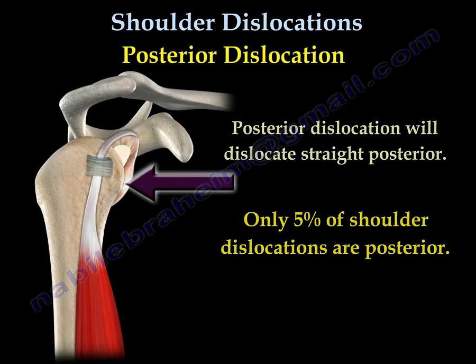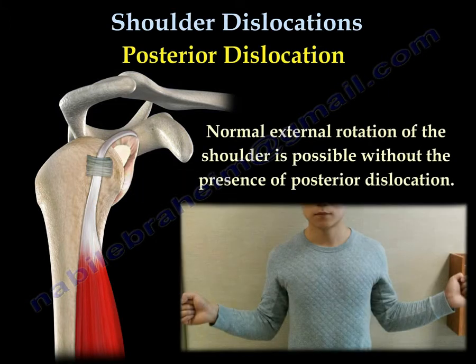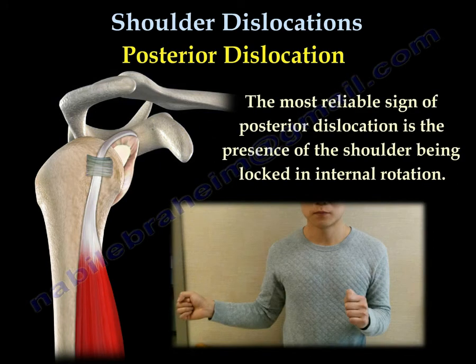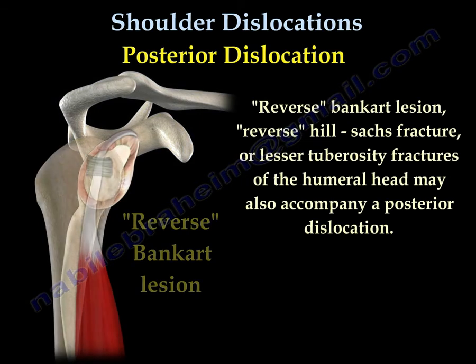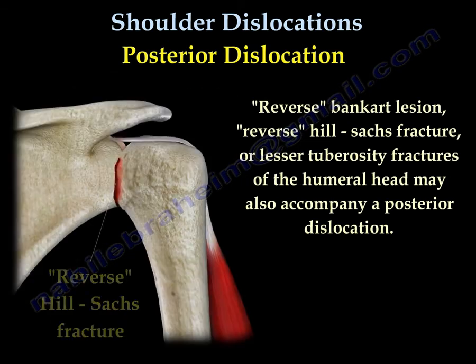dislocations are posterior. This is the normal external rotation of the shoulder without the presence of posterior dislocation. The most reliable sign of posterior dislocation of the shoulder is the presence of shoulder being locked in internal rotation. You can also see reverse Bankart lesion or reverse Hill-Sachs fracture or lesser tuberosity fracture with posterior dislocation of the shoulder.